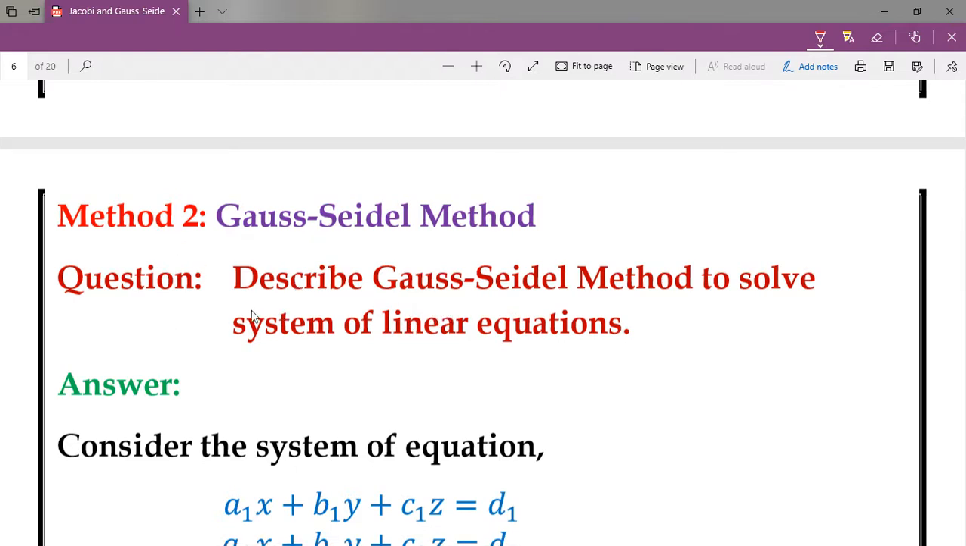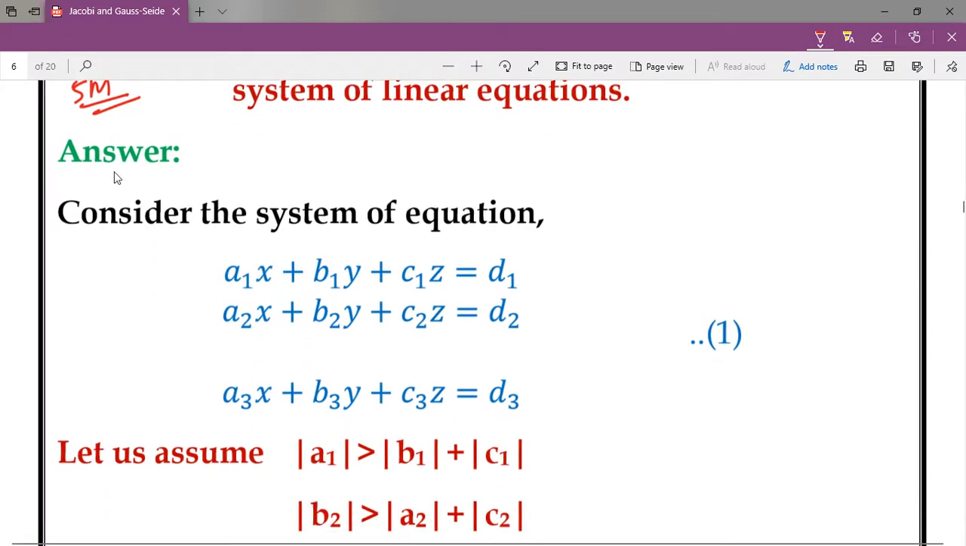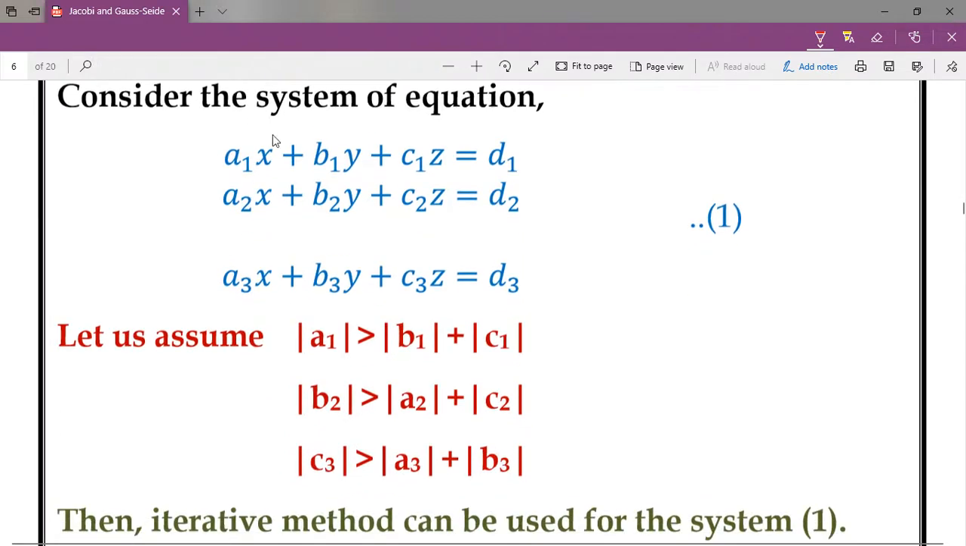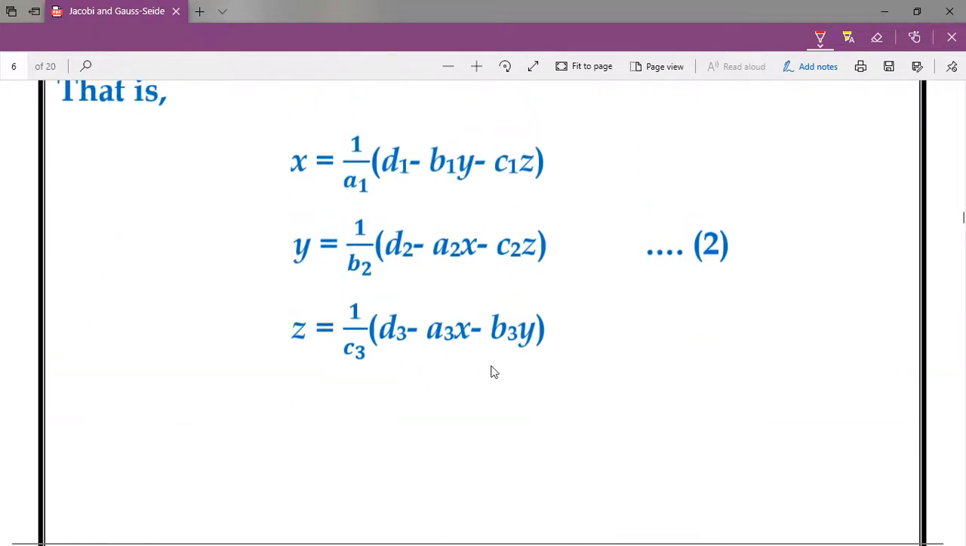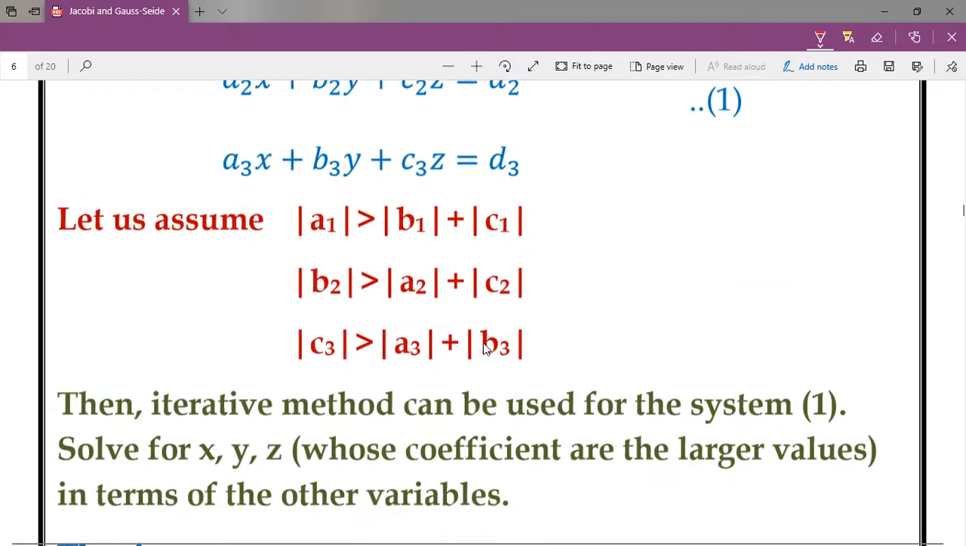So the question will be like this: describe Gauss-Seidel method to solve system of linear equations. So this can also be asked for 5 marks in the examination. Okay. So now again, consider the system from here up to this step, everything is same as Jacobi iteration.